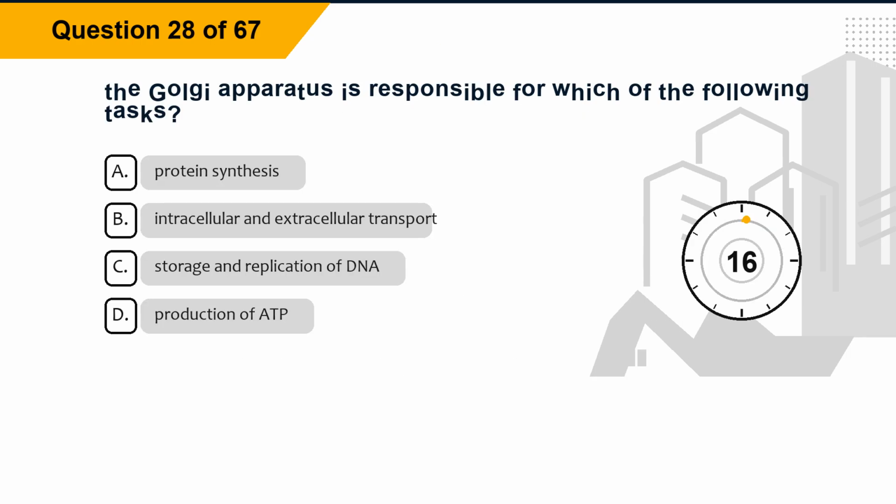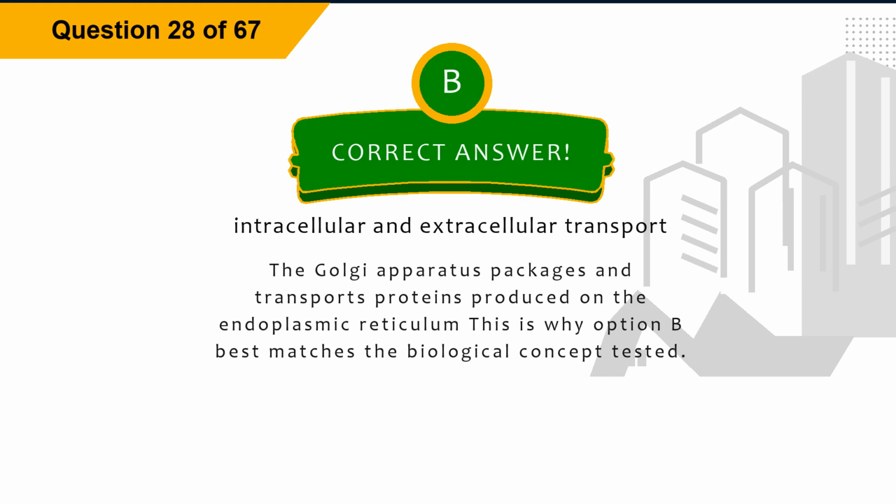Question 28. The Golgi apparatus is responsible for which of the following tasks? Option A, protein synthesis. Option B, intracellular and extracellular transport. Option C, storage and replication of DNA. Option D, production of ADP. The correct answer is option B, intracellular and extracellular transport. Explanation. The Golgi apparatus packages and transports proteins produced on the endoplasmic reticulum. This is why option B best matches the biological concept tested.